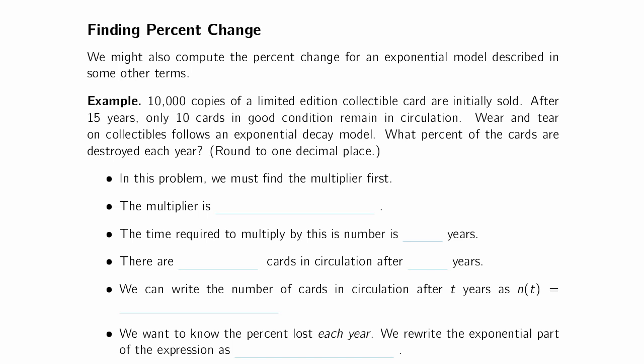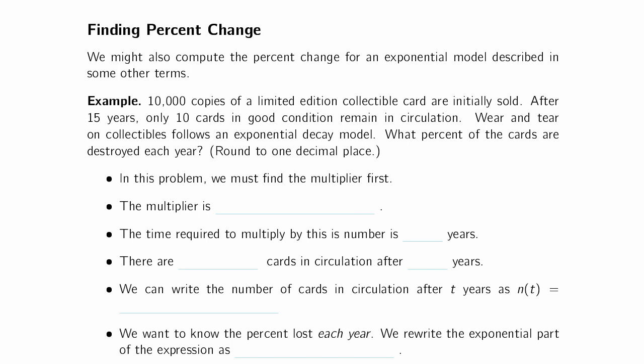So here's an example. 10,000 copies of a limited edition collectible card are initially sold. After 15 years, only 10 cards in good condition remain in circulation. Wear and tear on collectibles follows an exponential decay model, so that says we're actually going to want an exponential model here. And we want to know what percent of the cards are destroyed each year.